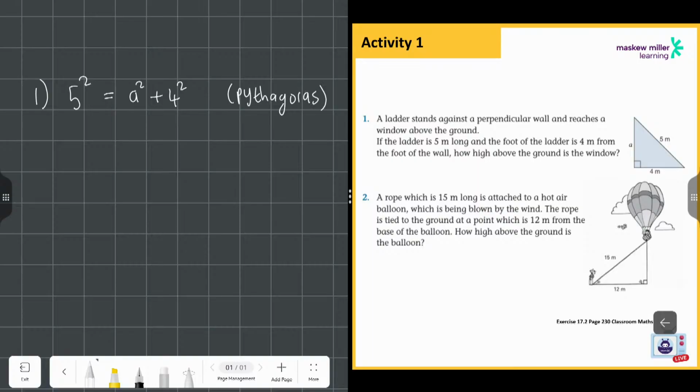Right? So now I need to simplify. 5 squared, 5 times 5 is 25. Here I have A squared plus 4 squared is what? 16. Isn't it? Yes.